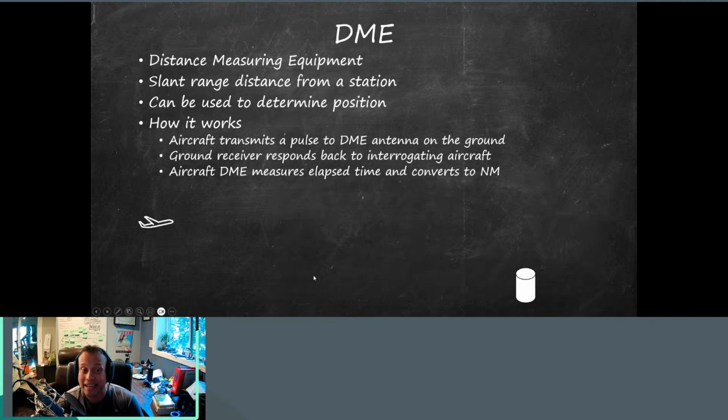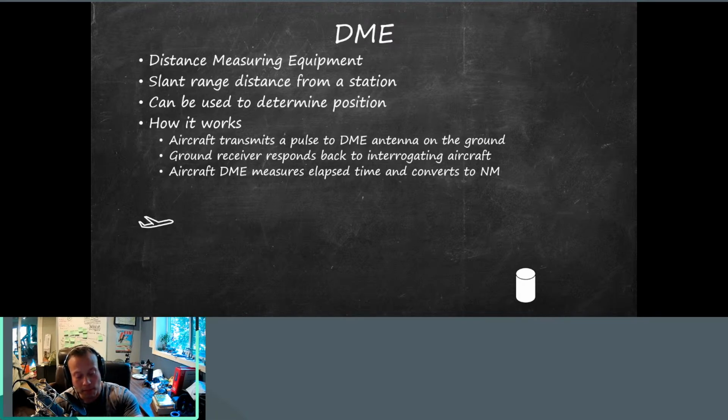Cool. Let's talk about DME. As we said before, DME stands for Distance Measuring Equipment, and that measures the slant range distance from a station, and it can be used in conjunction with your VOR to determine your position. If you know where you are on a line to the station, that doesn't really help you. But if you know where you are on a line to the station and your distance from the station on that line, you can pinpoint your exact position. This is how it works.